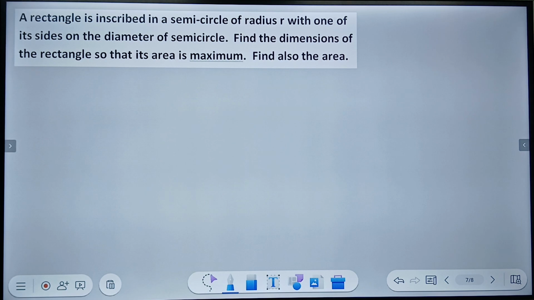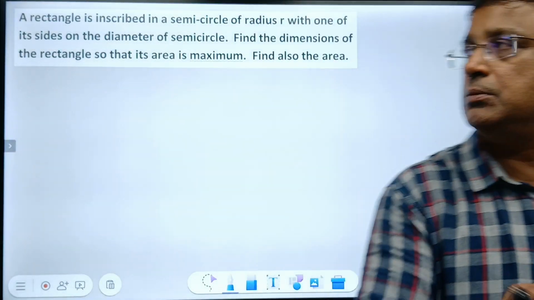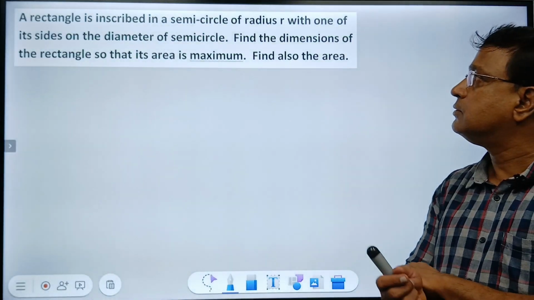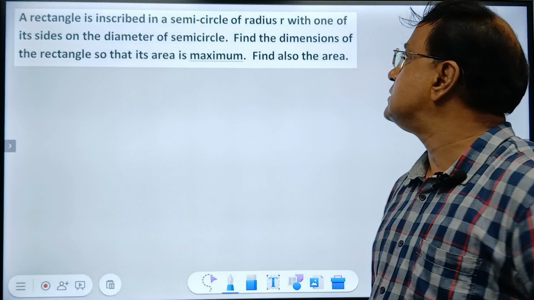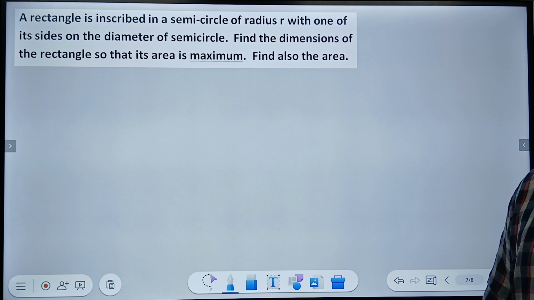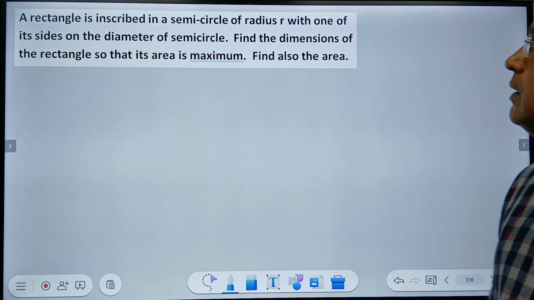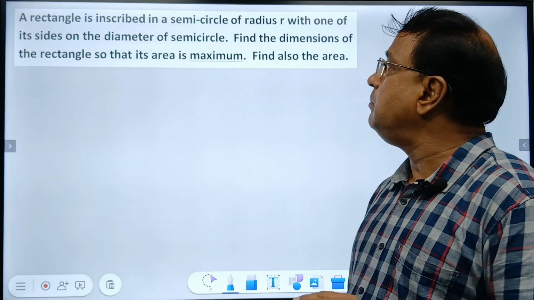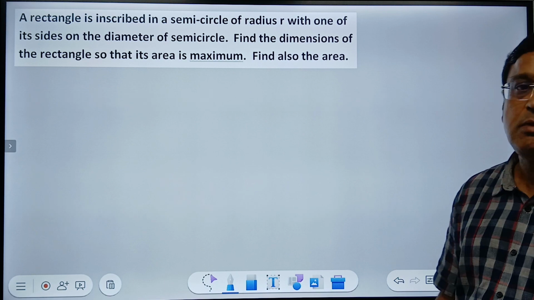Okay, the next one is a very important question. This is not from the NCERT book, but it has come in the board exam also. This is from some other book. Let's see. A rectangle is inscribed in a semicircle of radius r with one of its sides on the diameter of the semicircle. Find the dimensions of the rectangle so that its area is maximum.